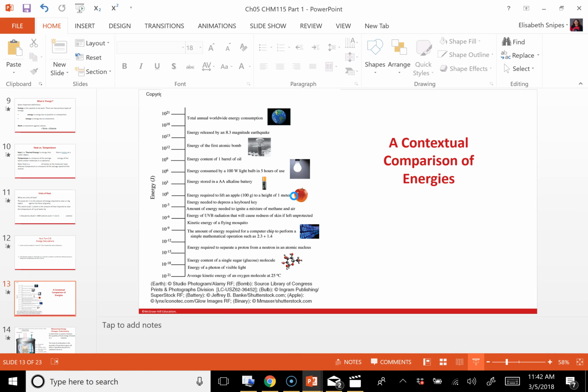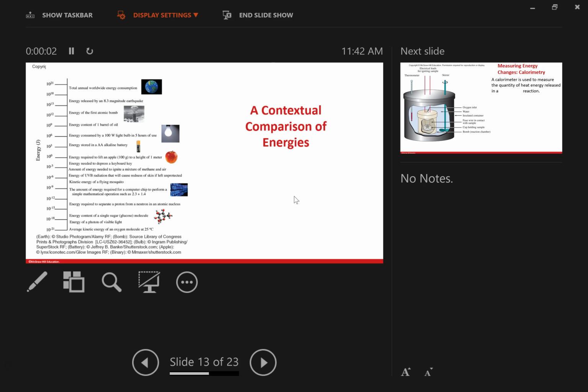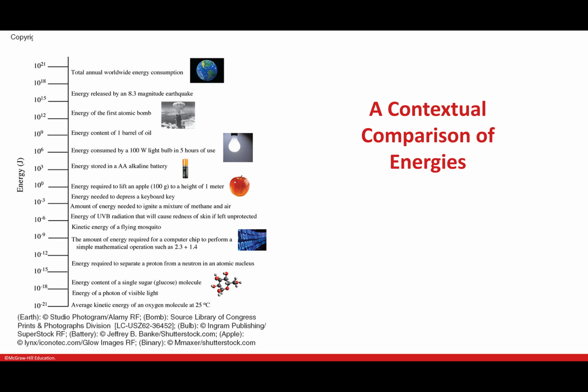All right. So this is just supposed to put in perspective the energy in joules. Let's jump up to the amount of energy required for a computer chip to perform a simple mathematical operation, somewhere between 10 to the negative 12 or 10 to the negative 9 joules. Energy required to lift an apple: anything raised to the 0th power is 1, so you're looking at 1 joule. Those batteries that we use, you're looking at 10 to the 3rd joules, so that's 1,000 joules.